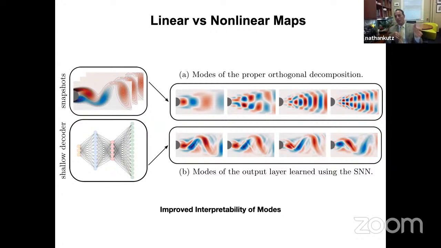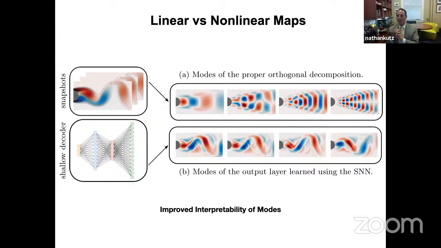And so you see that symmetry borne out there. However, if you take the decoder structure and you learn the mapping and you ask what the modes of the decoder look like, they look like what they are in the bottom there. This is the nonlinear modes that you would learn from this.